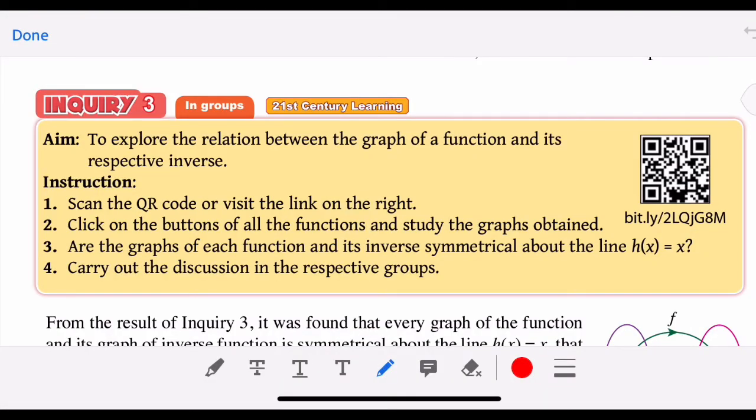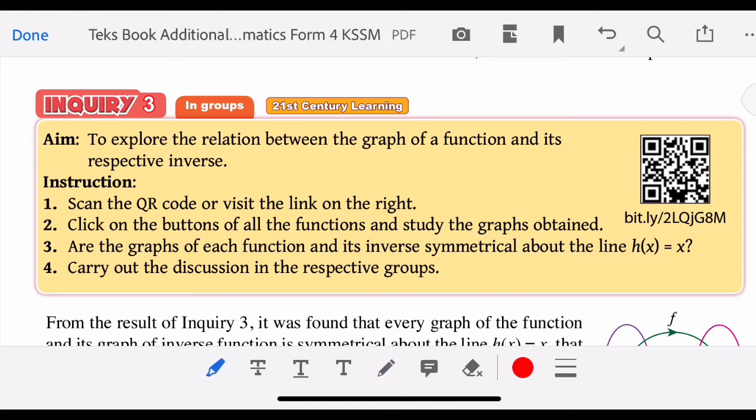Hello to all the Form 4 students. Today I will do inquiry 3 with you.